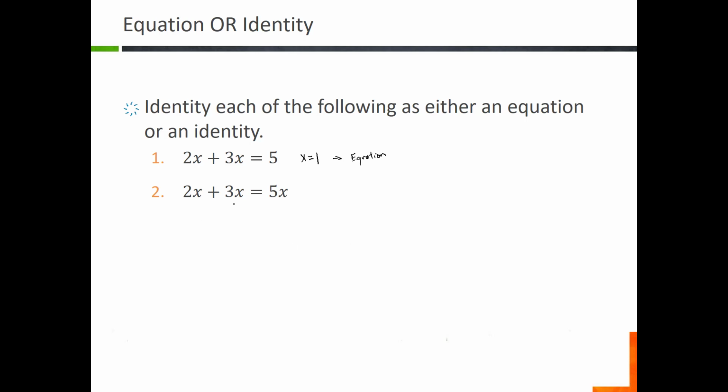Okay, what about 2x plus 3x is equal to 5x? Well, 2x plus 3x equals 5x will be true if I plug in 1 for all the x's. I get 2 plus 3 is equal to 5, which is true. If I plug 0 in for all the x's, I'll get 0 plus 0, which is 0. So that's true. So really, it looks like this is always going to be true, and so we could think of this as an identity.